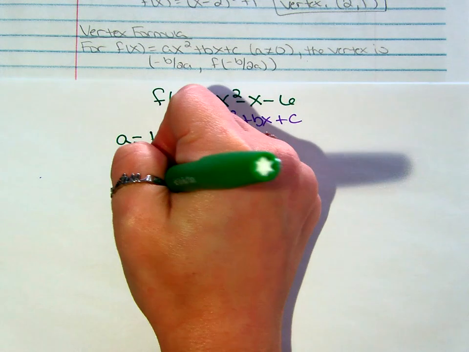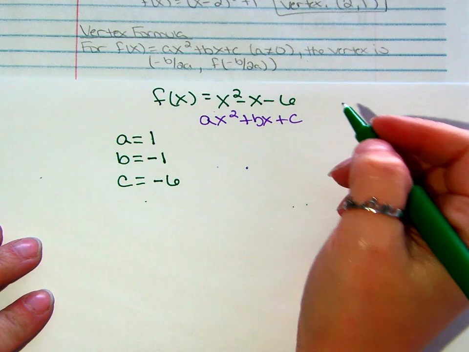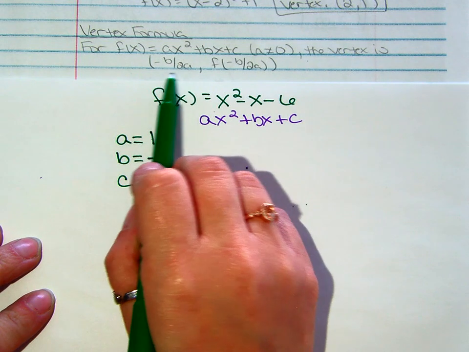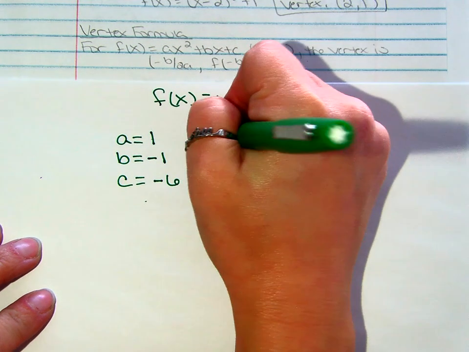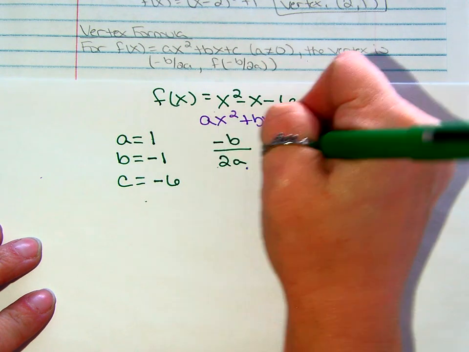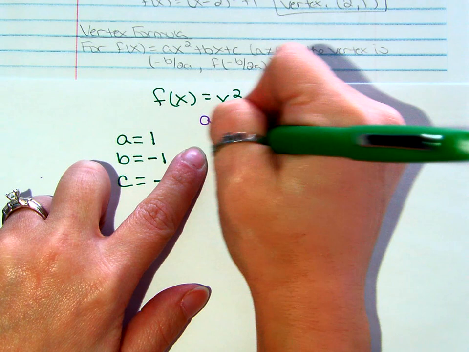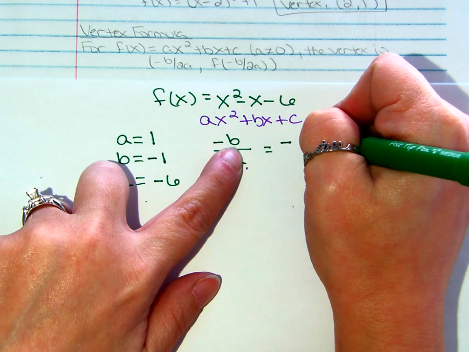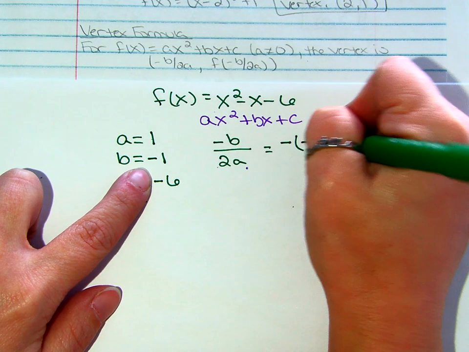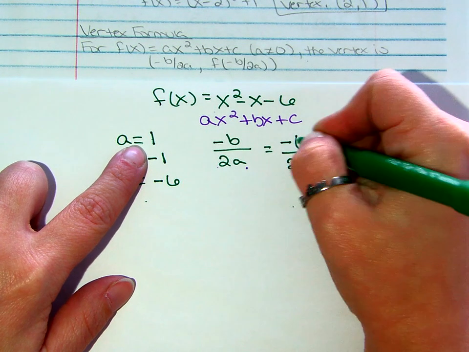So to find my x value, or my h value, for my vertex, I have to find negative b over 2a. Well, this is where we have to be careful. The original formula has a negative. So I'm going to have negative times whatever my b is. So b is negative 1, all over 2 times my a. Negative times negative gives you a positive. 2 times 1 gives you 2.